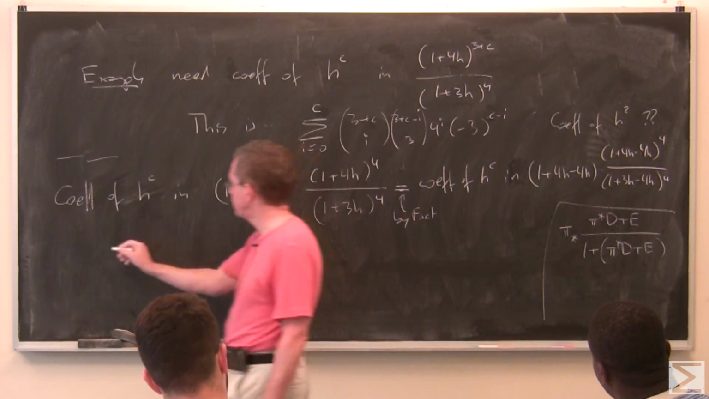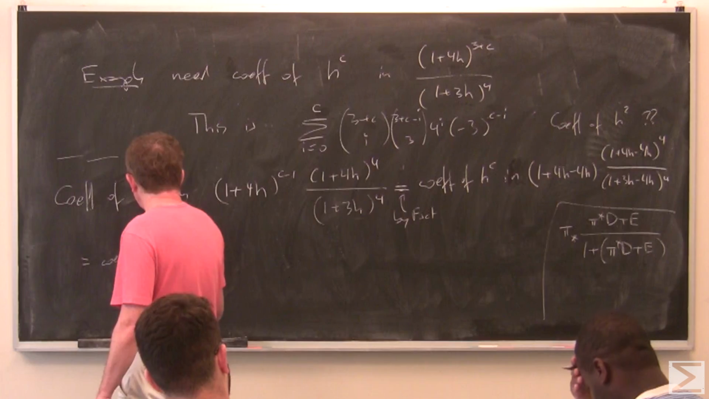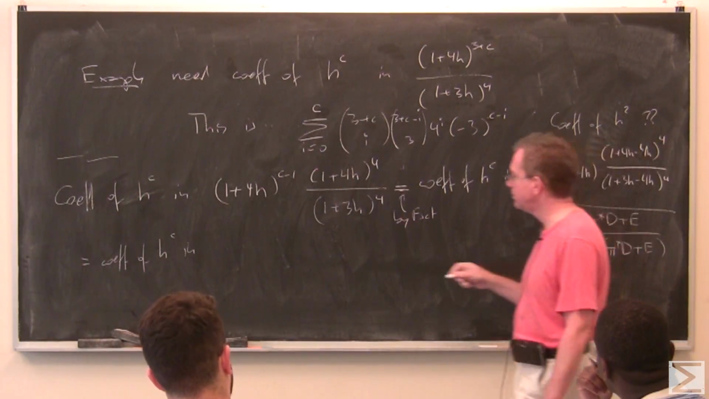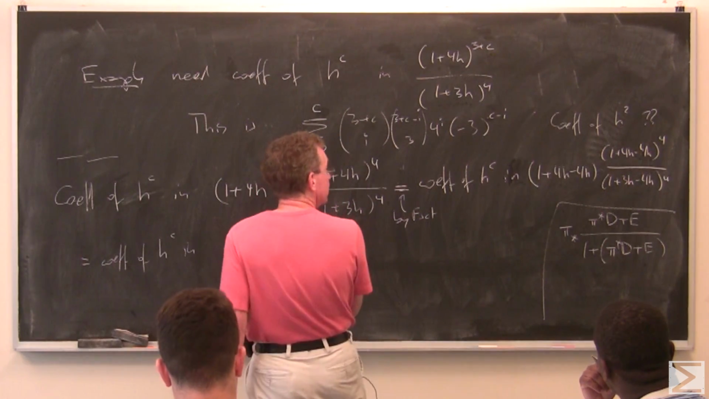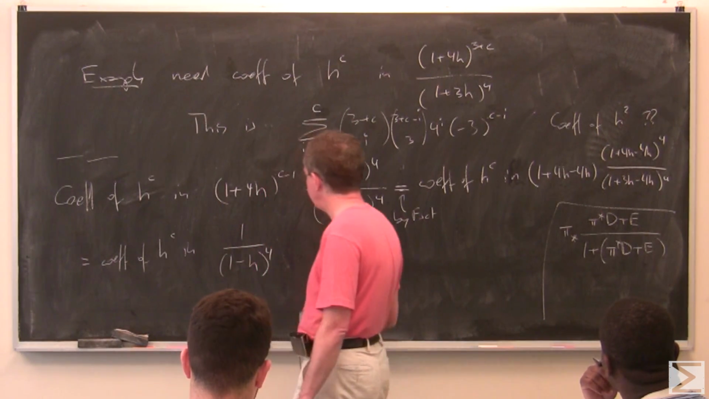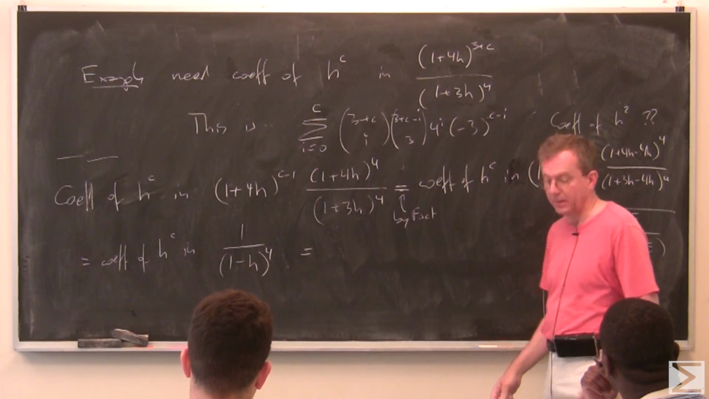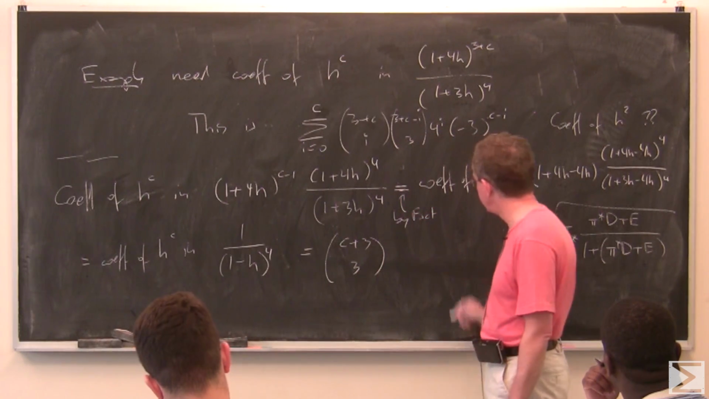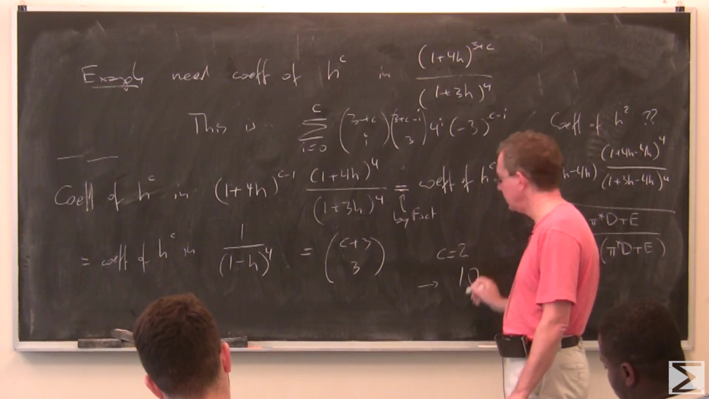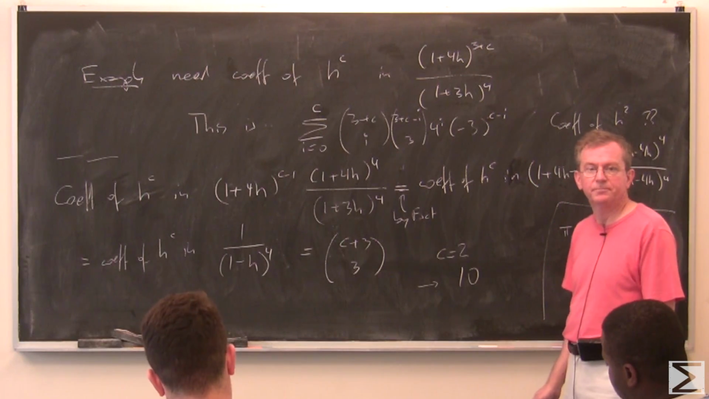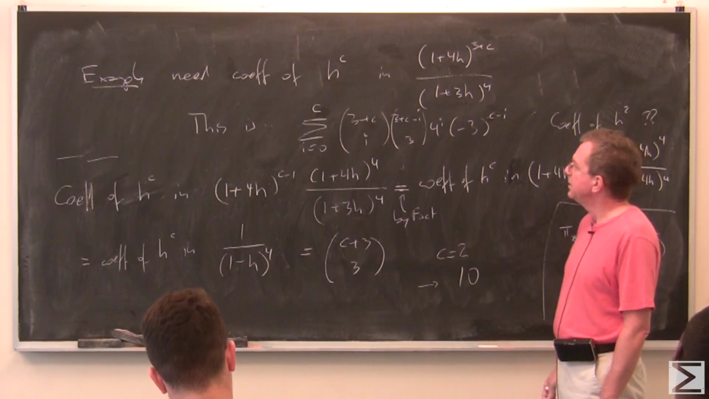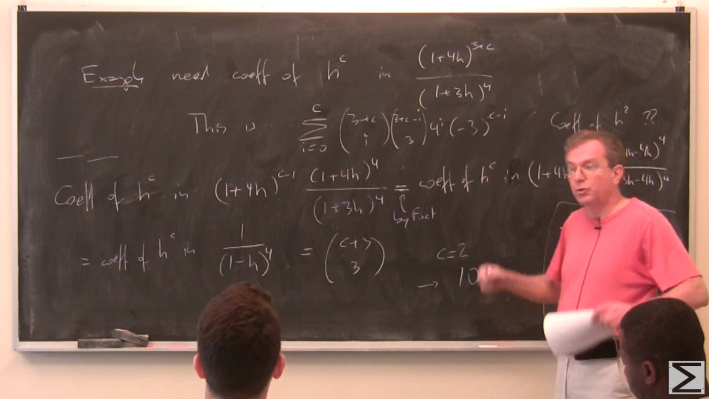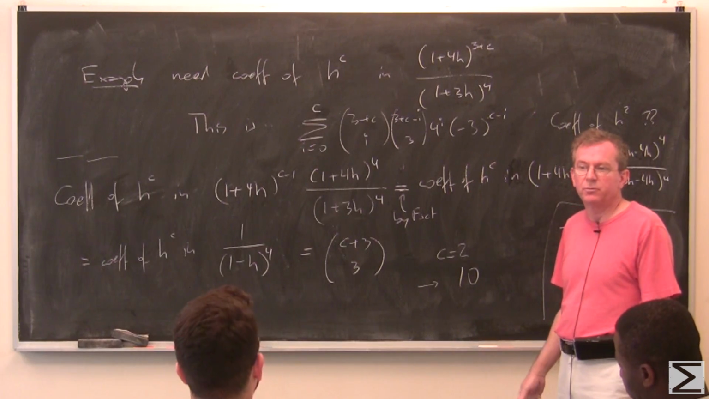And this is very easy, right? This is the coefficient of h to the c in, everything is gone, right? I have 1 over 1 minus h to the fourth. And again, on a good day, I can remember that this is c plus 3 choose 3. That's no problem, right? So this I suppose is a proof of a binomial identity that this equals that. But you don't have to remember the identity. The machine will remember it for you.